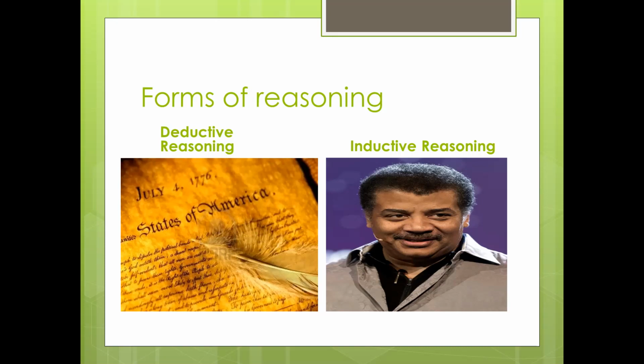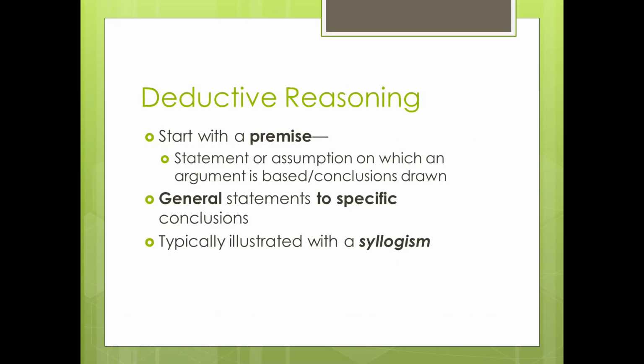Neil deGrasse Tyson used inductive reasoning, a scientific method to draw conclusions from evidence that he observed. So deductive reasoning typically tends to start with a premise, a statement or assumption on which a general argument is based and conclusions can be drawn. Again, the focus here is a move from general to specific information. The funnel effect, as you've probably heard me call it before.